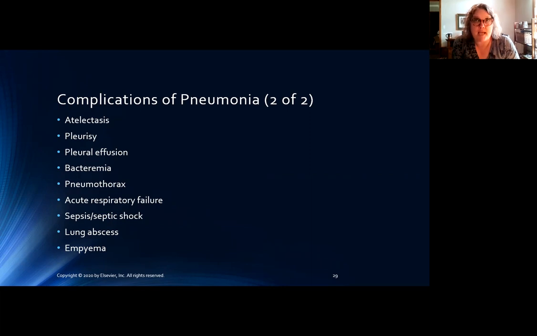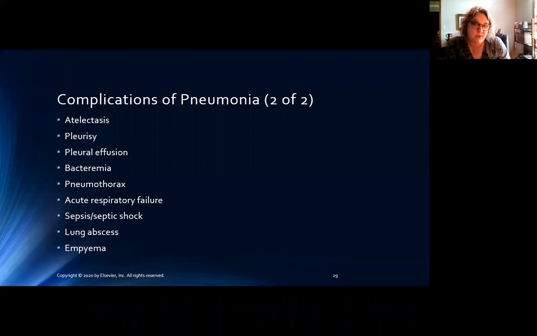So it looks like clear sand in a lot of ways on a chest X-ray instead of looking like nice and open. Pleurisy is another side effect or complication of pneumonia. Pleural effusion, where there's actually a buildup of fluid between the chest wall and the lung itself. And that pleura is over top the lung tissue, and there's the chest wall, right? And then in between there, you can get a fluid buildup.